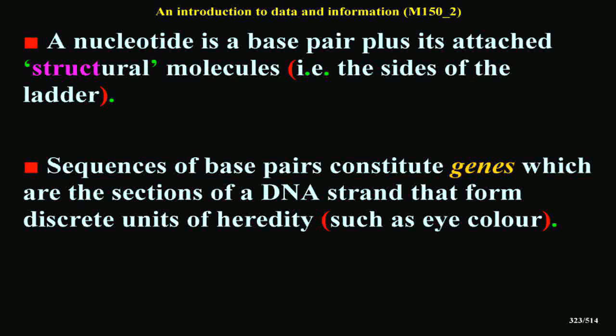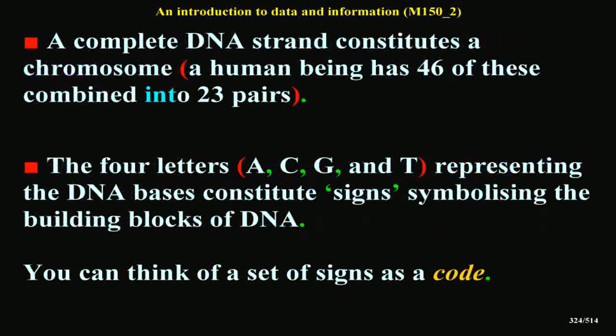A nucleotide is a base pair plus its attached structural molecules, i.e. the sides of the ladder. Sequences of base pairs constitute genes, which are the sections of a DNA strand that form discrete units of heredity such as eye color. A complete DNA strand constitutes a chromosome. A human being has 46 of these combined into 23 pairs. The 4 letters A, C, G, and T representing the DNA bases constitute signs symbolizing the building blocks of DNA. You can think of a set of signs as a code.